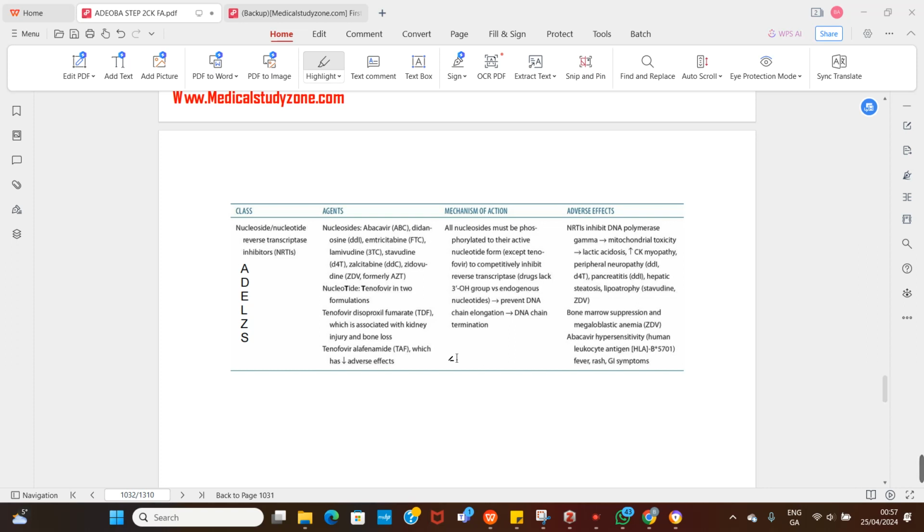Very important. So how does this medication work? They work similarly. The only difference is that for tenofovir, you don't need any enzymes, you don't need any kinase to phosphorylate it, because it's already phosphorylated.